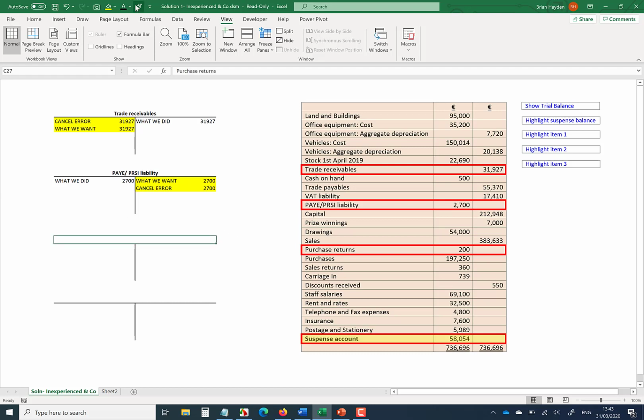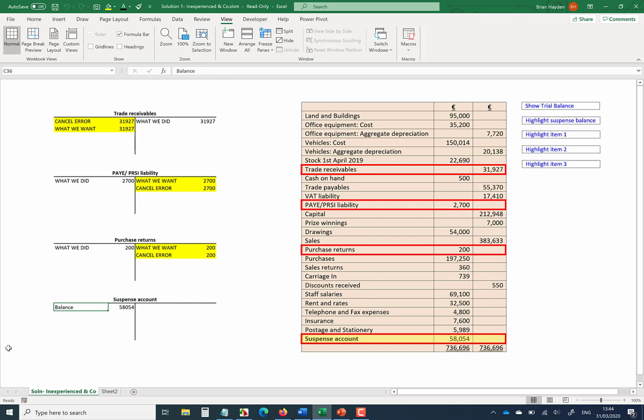And finally, purchase returns. Okay, so what we did was we put 200 on the debit column. So here's what we did, 200. And we want to essentially cancel that and put it on the credit column. Okay, so we want 200 on the credit column. So what we need to do is credit purchase returns with 400, and we'll debit suspense account with 400 as well. So I'll just show the suspense account with the opening balance. The suspense account at the moment is 58,054 on the debit, so just show that.